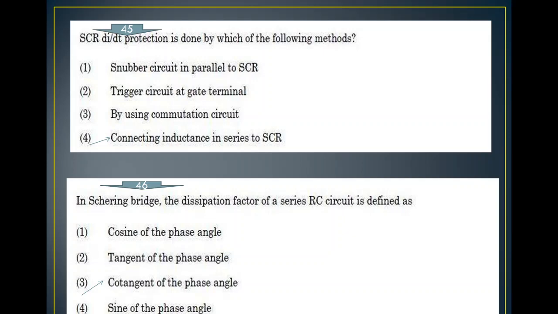Next question, question number 46. In Schering bridge, the dissipation factor of a series RC circuit is defined as: option first, cosine of phase angle; option second, tangent of phase angle; option third, cotangent of phase angle; and option 4, sine of phase angle. And the right answer is option third, that is cotangent of the phase angle.